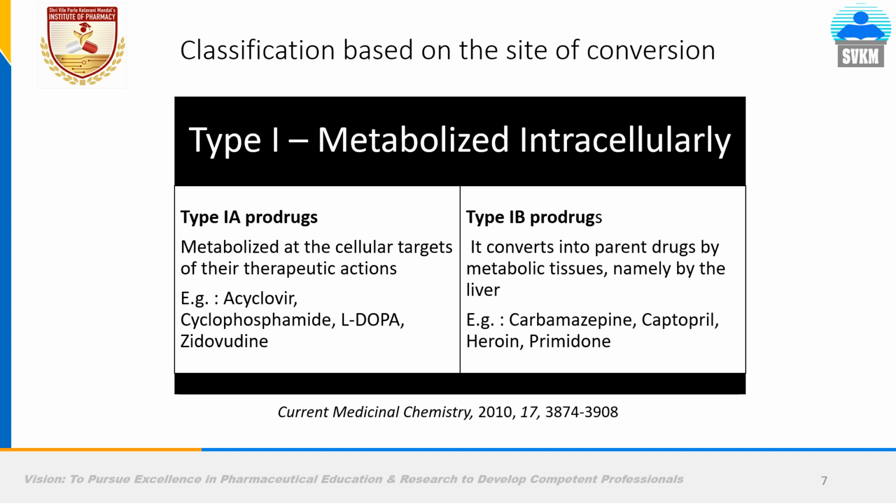So type A is metabolized at the cellular target site for their therapeutic action, like the drugs acyclovir, cyclophosphamide, and L-dopa. They are metabolized inside the cell only and near the cellular target. But B type, they are converted by metabolic tissues. It is found in the metabolic tissue nearby, most commonly in the liver, like carbamazepine, captopril, heroin, primidone.